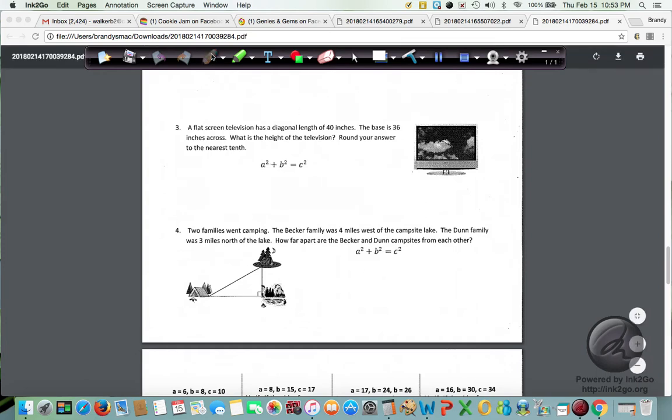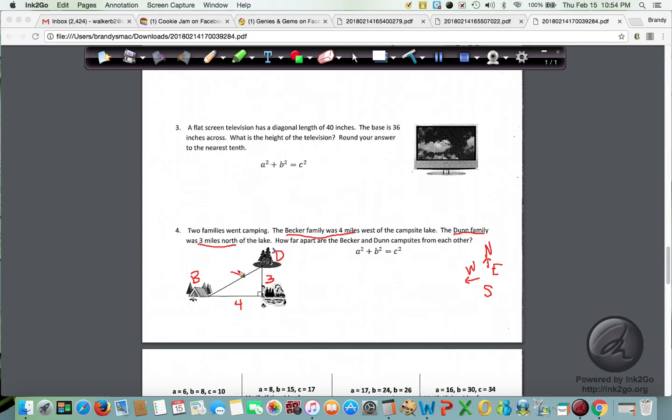Remember, west, just FYI, never eat soggy waffles. So west is to the left, which means if the Becker family was 4 miles to the west, here's Becker. So if it's 4 miles to the west, there's your 4. And then the Dunn family is 3 miles north. Remember, north goes up. So going north is up. There is your 3 because that's the Dunn family.